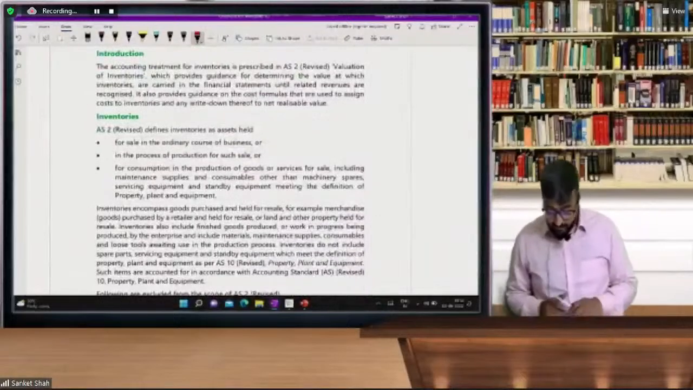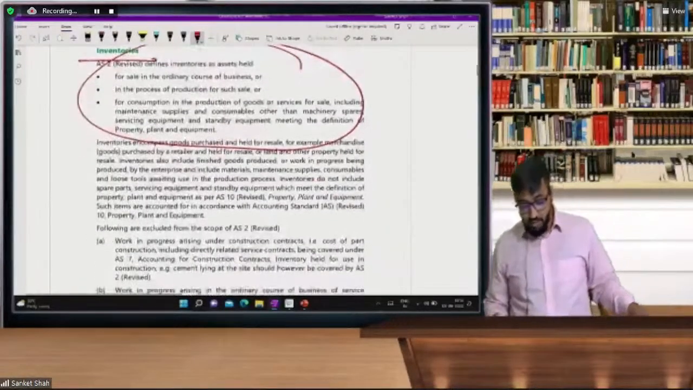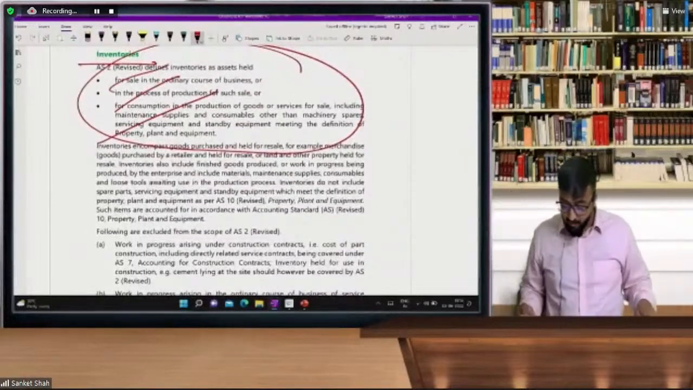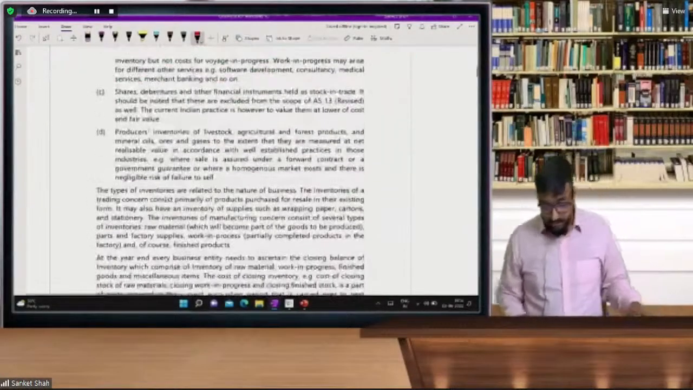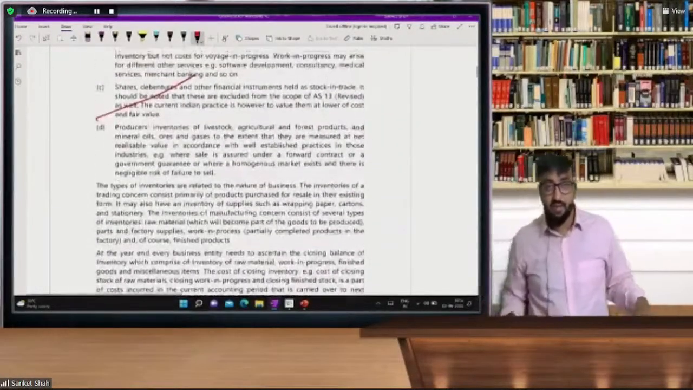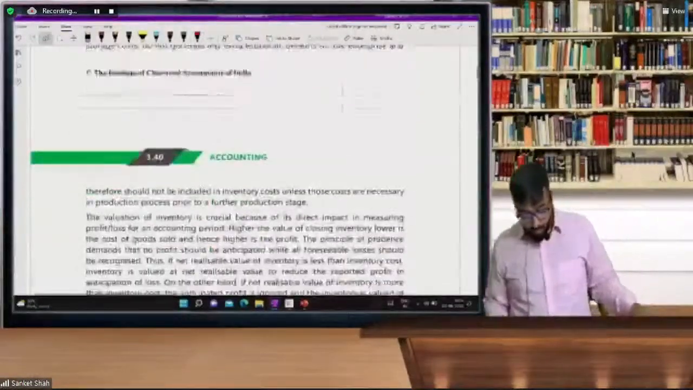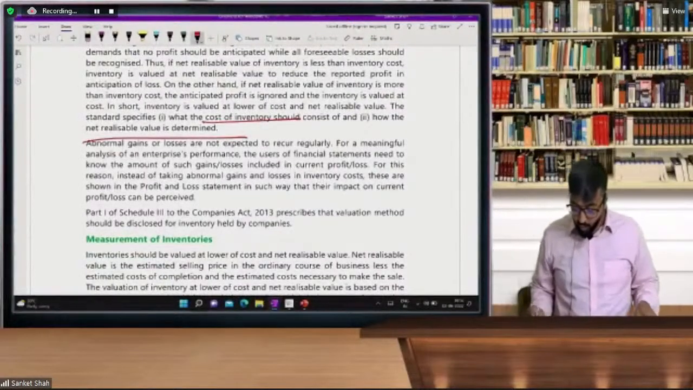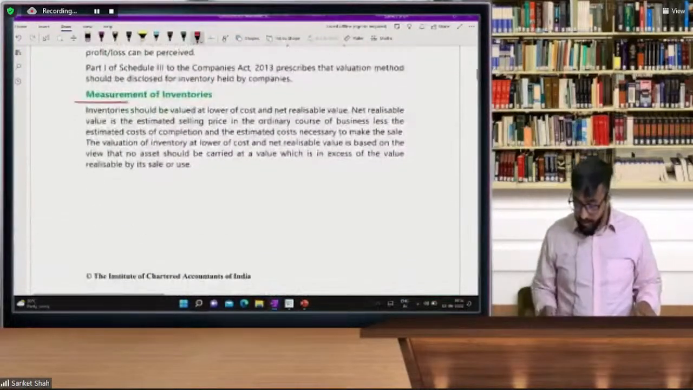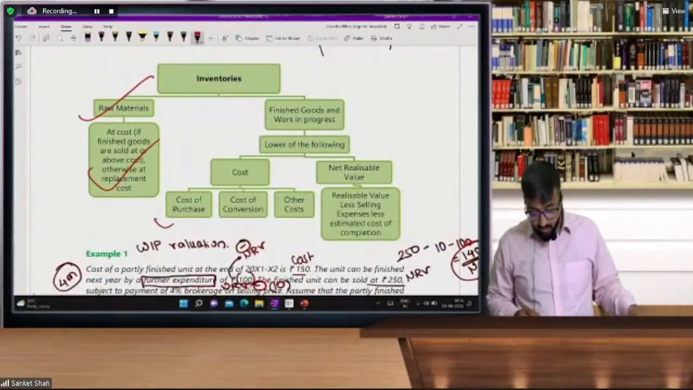Inventories, I already explained the definition. Inventories means finished goods or WIP. We have covered it in chart form. Then scrap, work in progress, construction contracts, service providers. You can read this theory study material today, and producers' inventories, livestock, etcetera. So this paragraph is also covered. It is recorded at cost or NRV, whichever is lower. So this is the measurement of inventory: cost or NRV, whichever is lower. This chart we already covered.